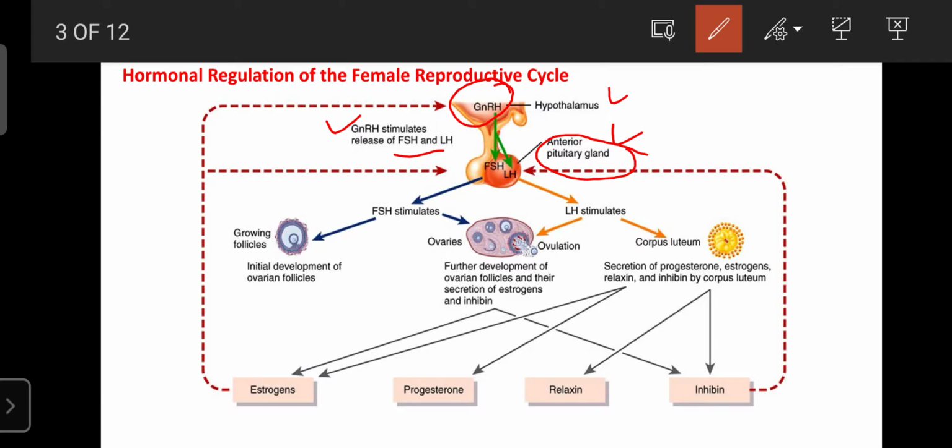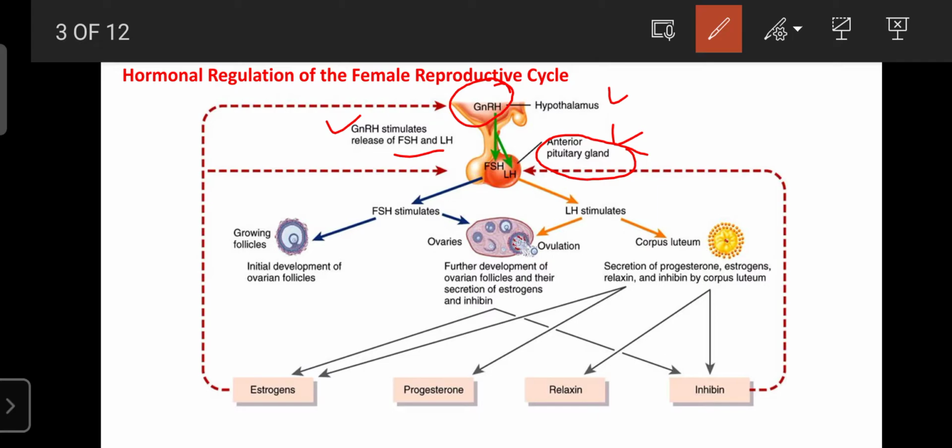FSH plays an important role in the development of the ovarian follicles. They are converted into secondary follicles, then Graafian follicles, which are the matured follicles. Only those are involved in the release of the ovum, and that is regulated by FSH. Follicle stimulating hormone also stimulates the ovarian cells to secrete estrogens. The Graafian or dominant follicle secretes estrogen, which is required for the fertilization of the ovum, the fusion of the sperm with the ovum.